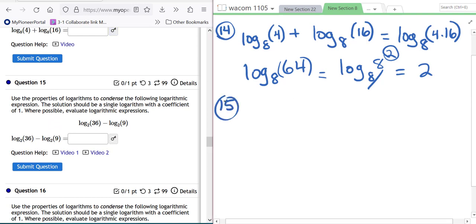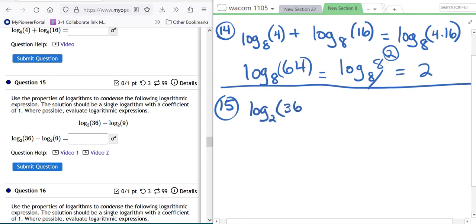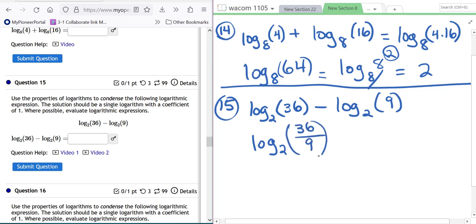Let's look at 15. All right, so we have the log base 2 of 36 minus the log base 2 of 9. We are condensing, so we're putting it back together. We're going to write log 1 time. And this one is a difference, so it is a quotient. So it is 36 divided by 9. 9 goes evenly into 36. It goes 4 times.